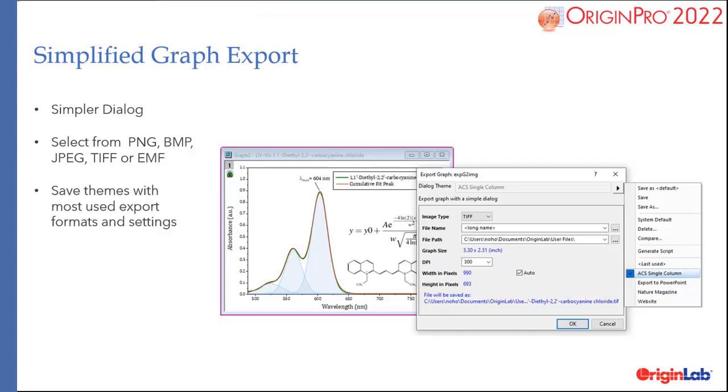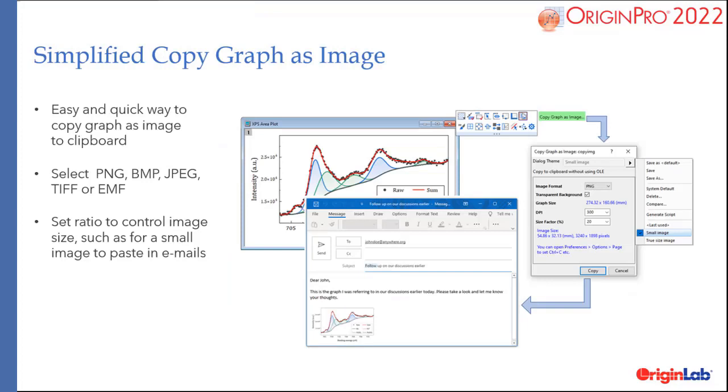Users can save their settings as a theme, such as American Chemical Society single column, and then quickly reuse pre-saved settings. There is also another simplified copy graph as image dialog, where again, you can choose different formats such as PNG, BMP, JPEG, TIFF, or EMF. And you can set the ratio so that you can define the size.